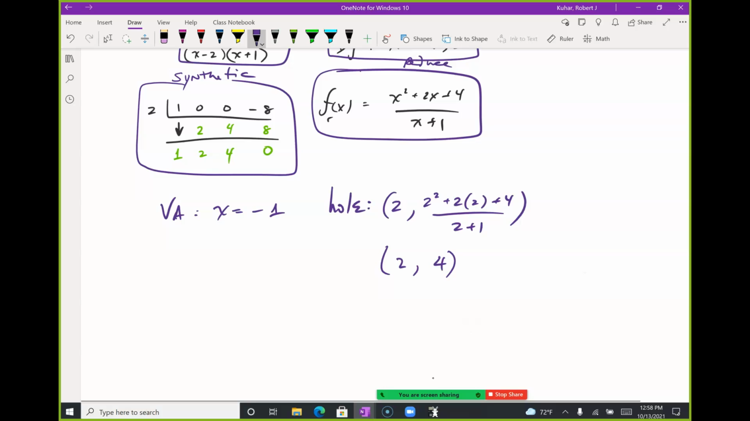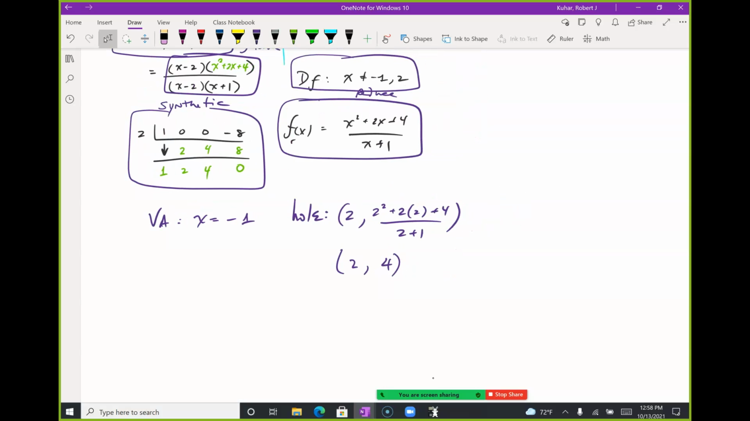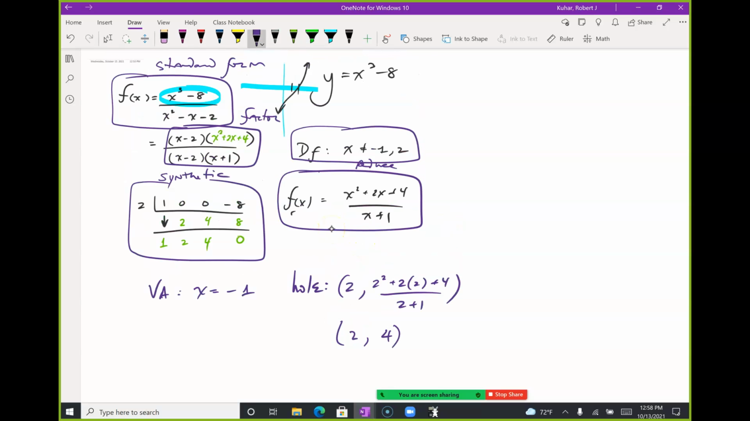Professor? Yes. How come the hole would be at 2 instead of 1? Well, first of all, my domain excludes -1, right? So if I plugged in -1, I get a vertical asymptote because they didn't cancel. That hole happens where those factors cancel. Right. And again, in Calc 1, we call it a removable discontinuity.